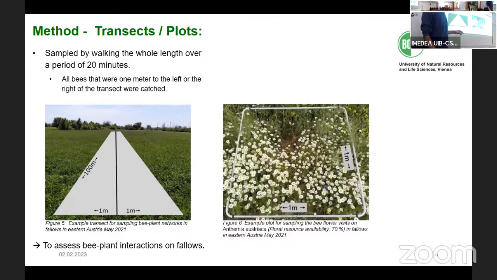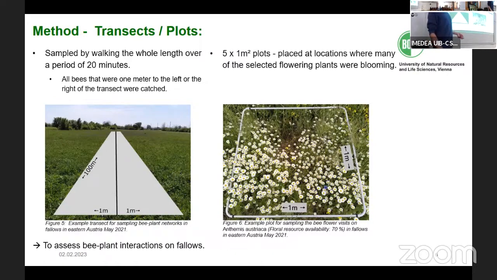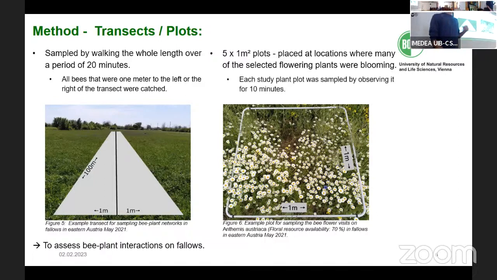Now I'll talk briefly about the sampling methods of the plots. In total, 5 one-square-meter plots were placed at locations where many of the selected flowering wild plants were blooming. Each study plant plot was sampled by observing it for 10 minutes. Later on, for the statistical analysis, all of those plots were pooled per study area and per selected studied wild plant.